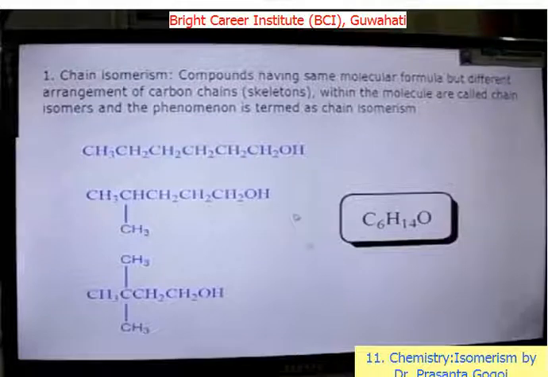Chain isomers. Compounds having the same molecular formula but different arrangement of carbon chains or skeleton within the molecule are called chain isomers, and the phenomenon is termed as chain isomerism. Here you can see the different arrangement of the carbon chain. These all three examples are given of the molecular formula C6H14O. These all are examples of chain isomers.